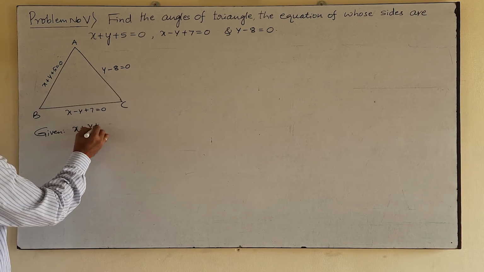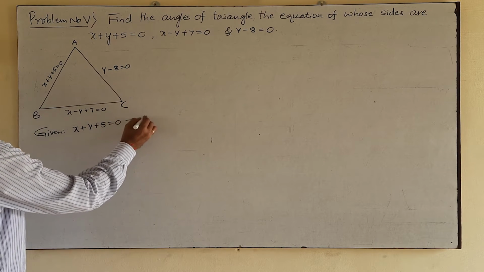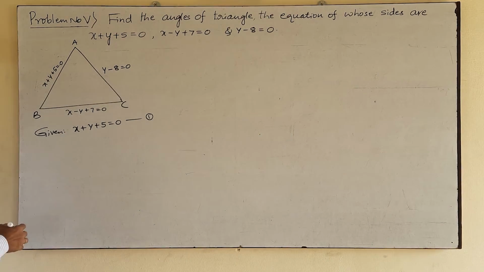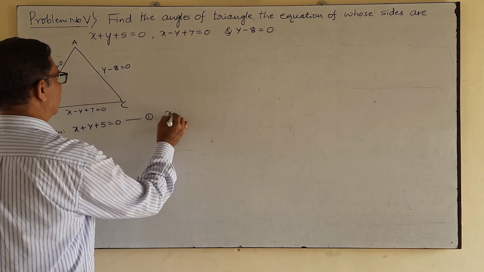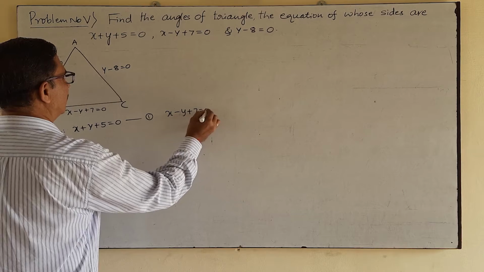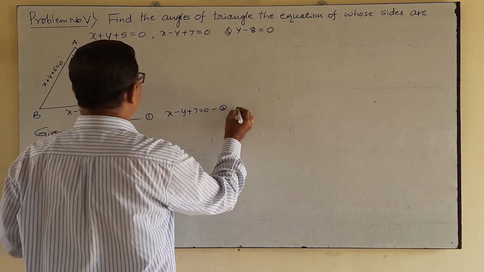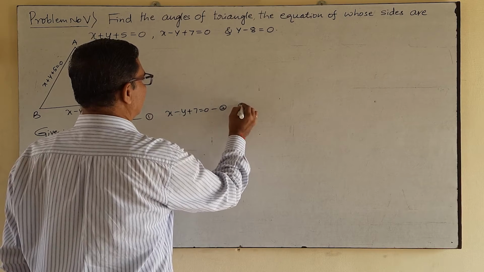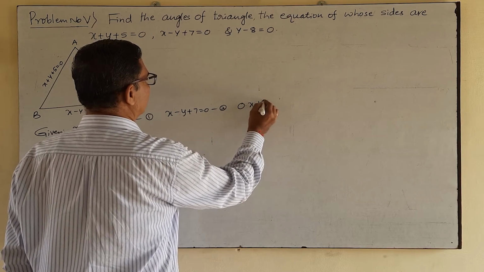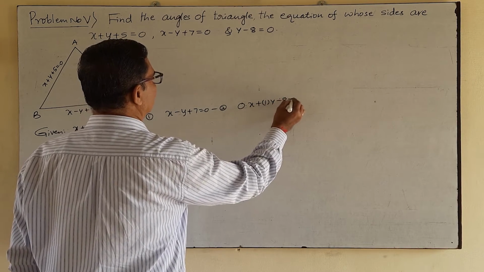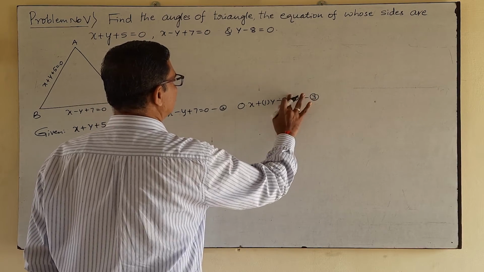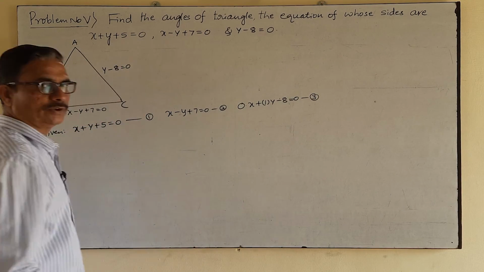Its equation is given: x plus y plus 5 is equal to 0. This is the first equation. Second equation: x minus y plus 7 is equal to 0. Third equation: y minus 8. Now we can write y minus 8 as 0 into x plus 1 into y minus 8 is equal to 0. This is equation 3.